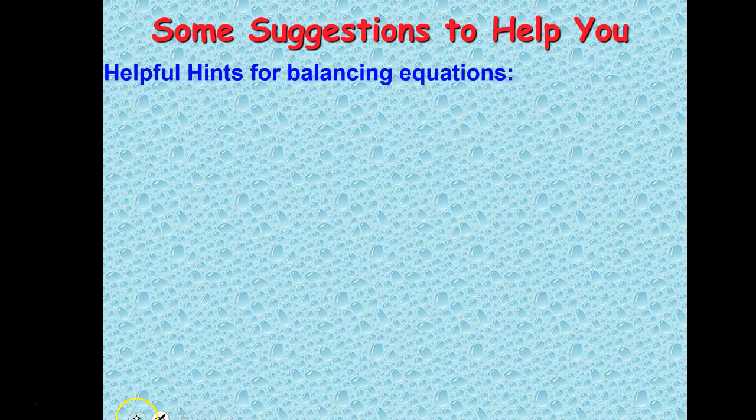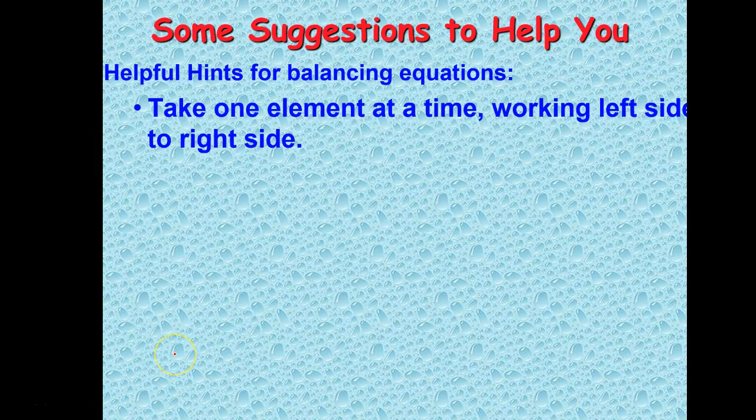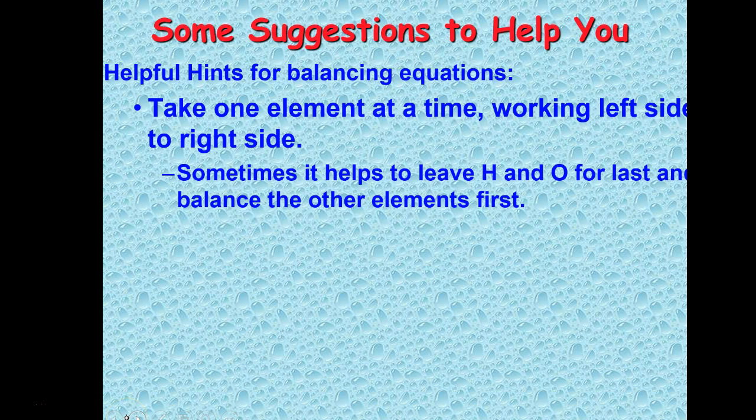Okay? Here are some helpful hints. Take it one element at a time. I go left to right just because that's easiest. That's the way I read. Okay, but there are some other little tricks that I have. I sometimes leave hydrogen and oxygen for last and balance everything else first, because these, hydrogen and oxygen, are sometimes written in more than one place as a reactant. So like you'd have H2O plus CO2.